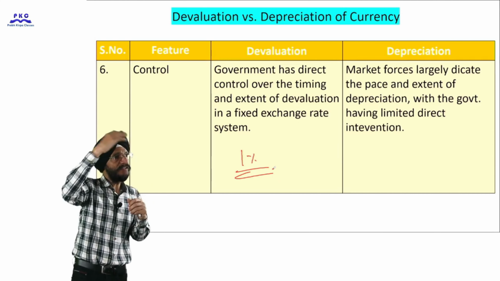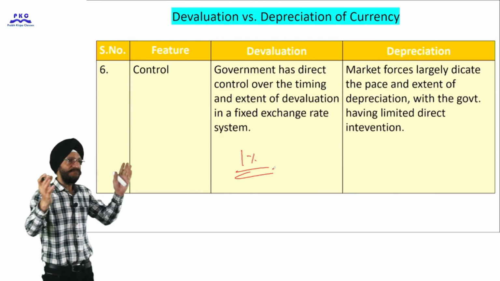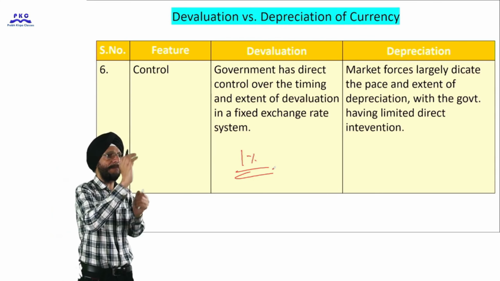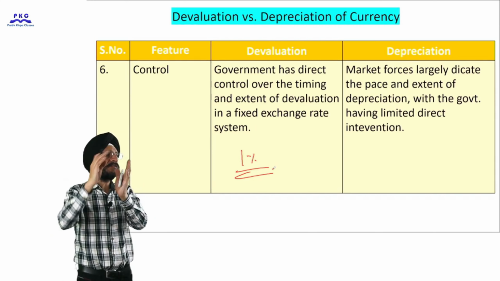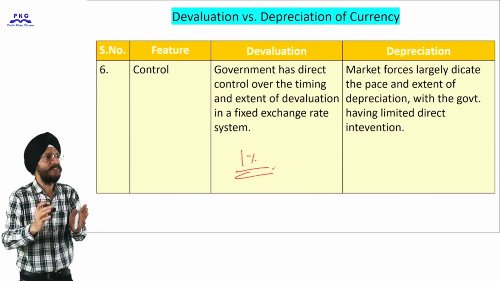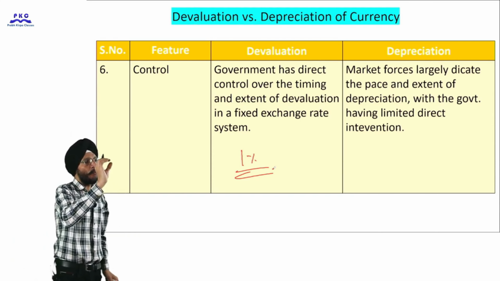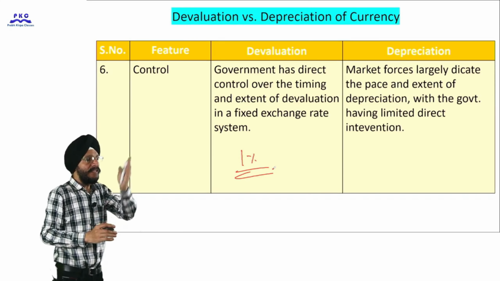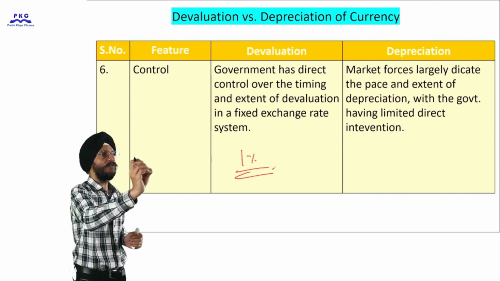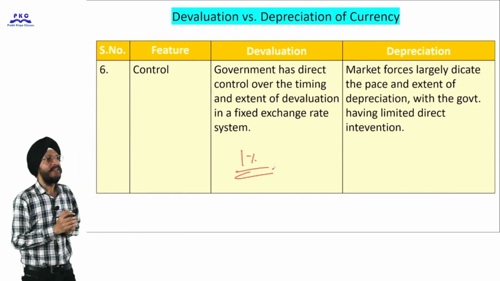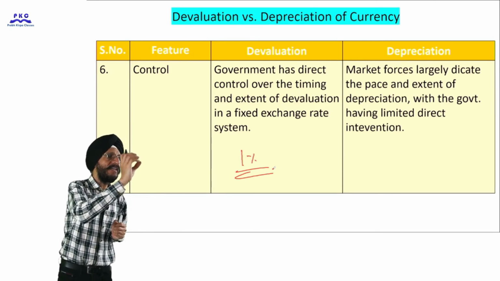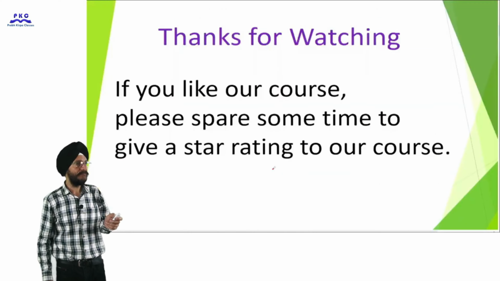Government decides. But in the case of depreciation, it is the demand and supply in the foreign exchange market which decides the depreciation. Market forces mostly dictate the pace and extent of depreciation. That is, demand and supply mostly decide whether it will be fast or gradual, and what will be the extent of reduction in the value of the currency. With the government having limited direct intervention, that is, in case of depreciation of currency, the government has very little direct intervention.